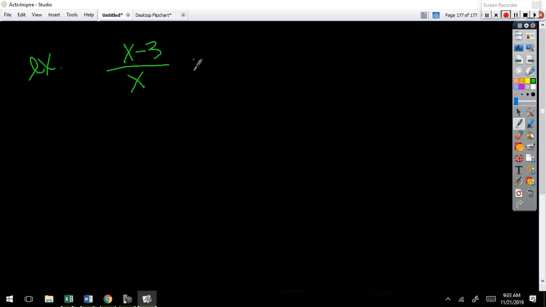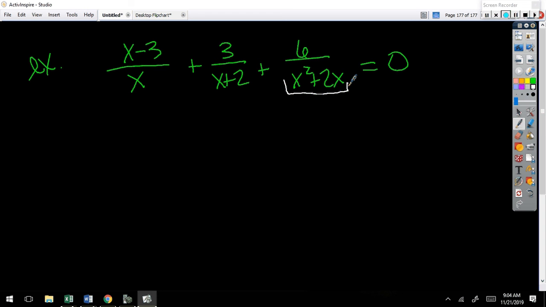X minus 3 over x, plus 3 over x plus 2, plus 6 over x squared plus 2x. Can anything here be factored? How does that factor? Close. It's x plus 2. You can take an x out, and it leaves you with x times x plus 2.